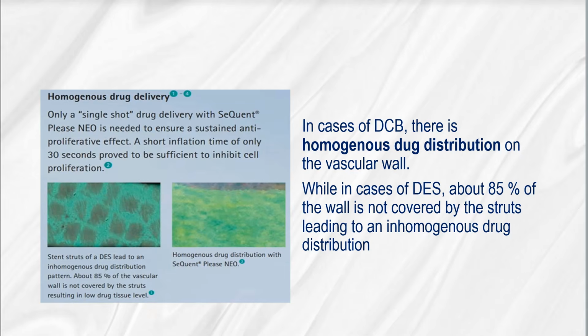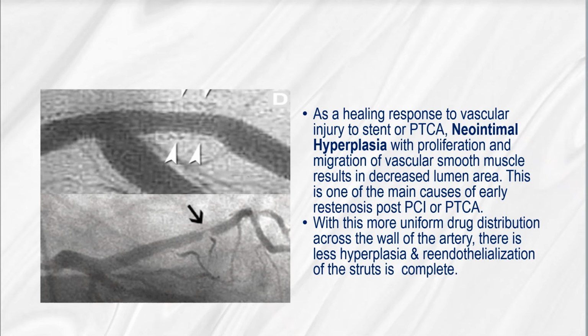drug distribution. As a healing process to vascular injury from stents or PTCA, neointimal hyperplasia with proliferation and migration of the vascular smooth muscle results in decreased lumen area. This is one of the main causes of early restenosis post-PCI or post-PTCA. With this more uniform drug distribution with drug-coated balloons across the wall of the artery, there is less hyperplasia and complete reendothelialization of the struts.